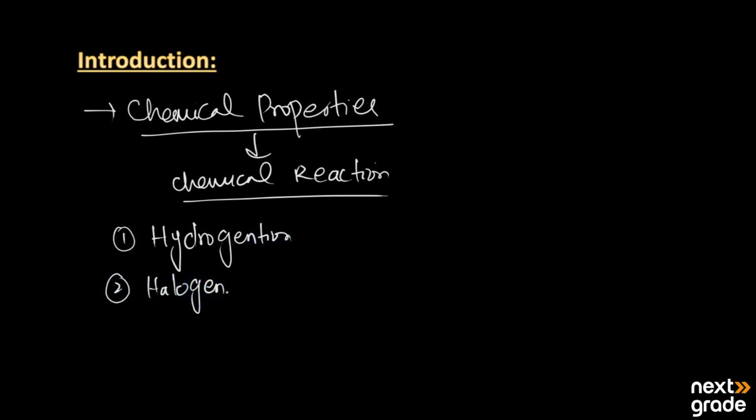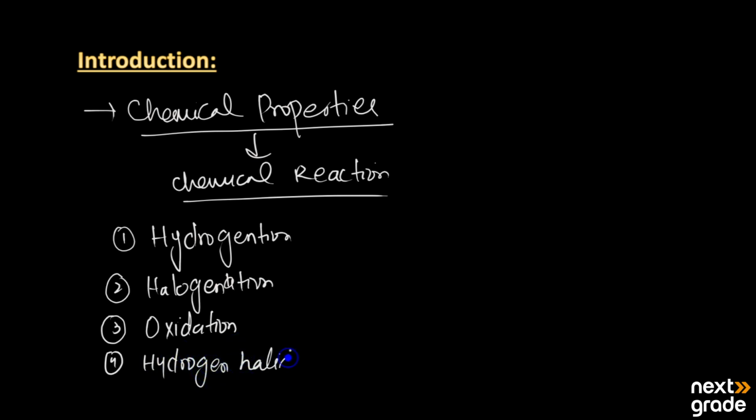Halogenation is the addition of the halogen atom. And next we have oxidation of the alkenes. And the fourth one is the reaction with hydrogen halide. So these are basically four types of reaction that happen with the alkenes: hydrogenation, halogenation, oxidation, and hydrogen halide.